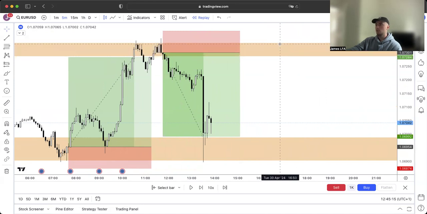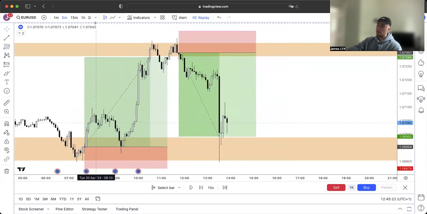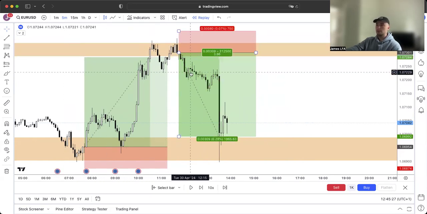This is what a 4.5 to 5 pip area. It's still precise. Nice trade. As I said though, you may want to trade not with just simple price action. You might want to look for liquidity, things like that.